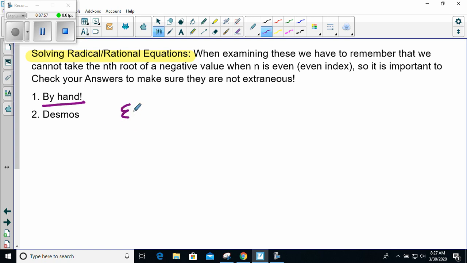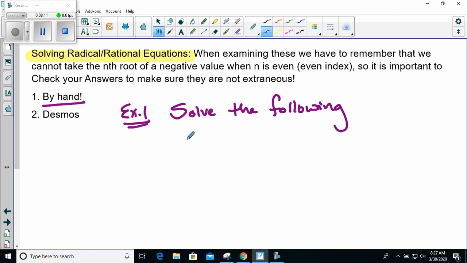Example 1. Solving equations, there's really not a lot of directions that are involved there. We just solve for the variable. So let's just solve the following. And that's going to be kind of my directions for all of them. Solve the following. Okay. We have 3 plus the square root of 2x minus 3 equals 8.